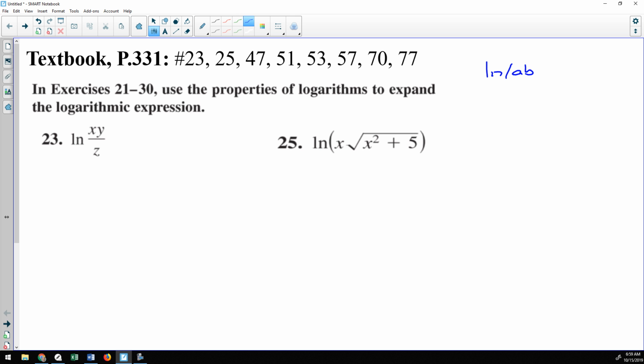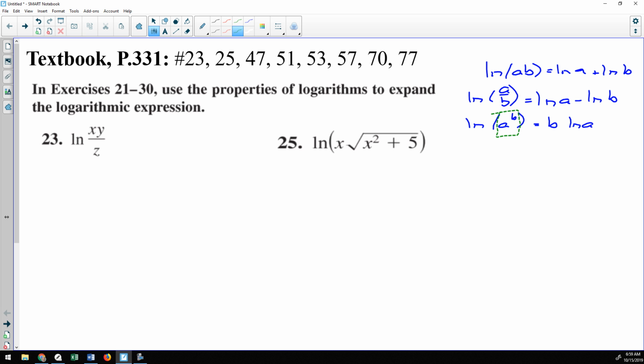So the natural log of a times b is the natural log of a plus the natural log of b. The natural log of a divided by b would be the natural log of a minus the natural log of b, and the natural log of a to the b power would be b times the natural log of a. And when you try to use that property, just make sure you recognize that the exponent is on the argument of the log and it's not the entire logarithm being raised to a power.